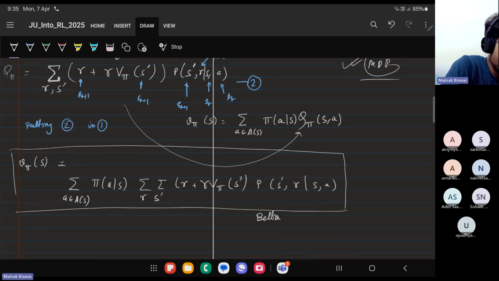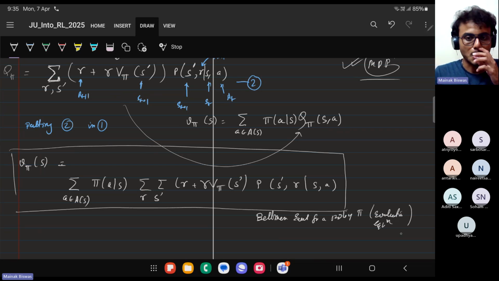The Bellman equation for a policy pi, or the policy evaluation equation. We'll see another equation next time, which is the optimality equation. But this is the Bellman equation for a policy pi, and it's evaluating how good it is. Is it clear to everybody?